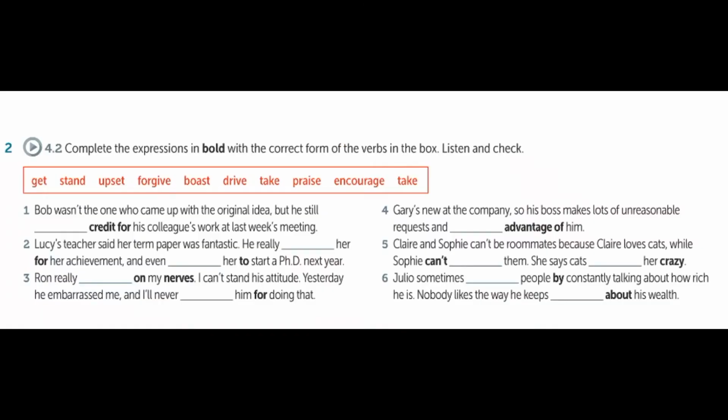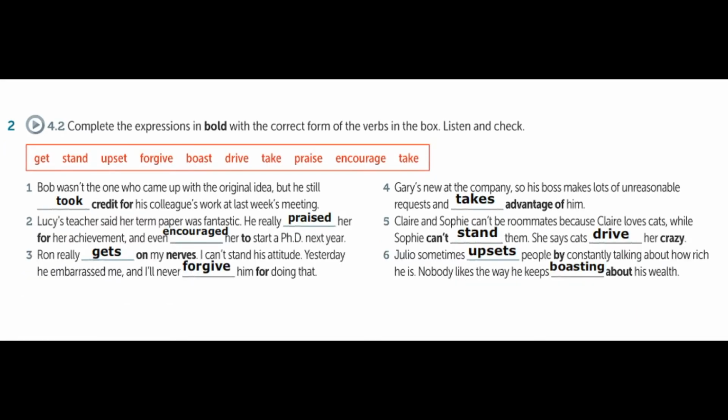Let's go ahead. So, let's practice what we have learned. You're going to complete the expressions in bold with the correct form of the verbs in the box. Remember to use them appropriately. So we have the verbs get, stand, upset, forgive, boast, drive, take, praise, encourage, and take. You're going to pay attention to the expressions and the one that best matches each one to complete the sentences, right? Let's check the answers.